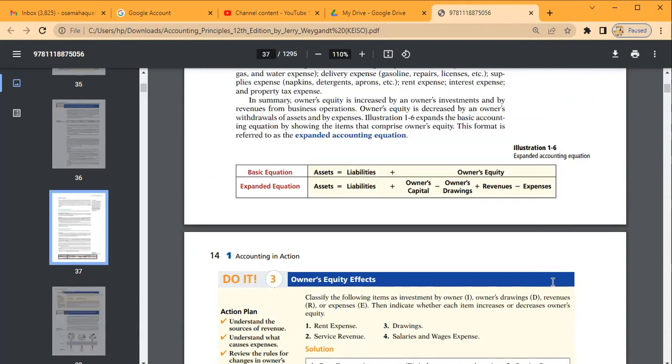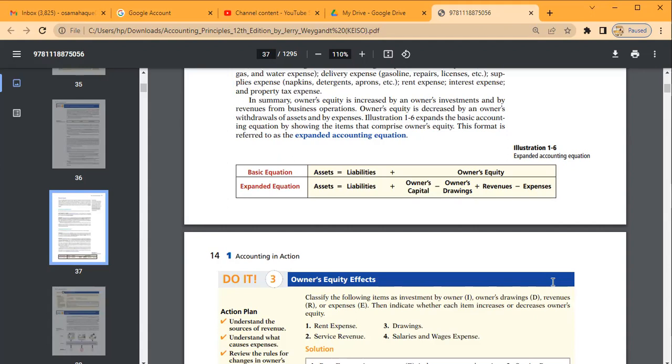Okay. Can you solve exercise number 3 from this book? You just have to classify them, whether they are part of expense, whether they are part of drawings, whether they are part of revenue, or whether they are part of equity. Just have to classify them. These four: rent expense, service revenue, drawings, and salaries.